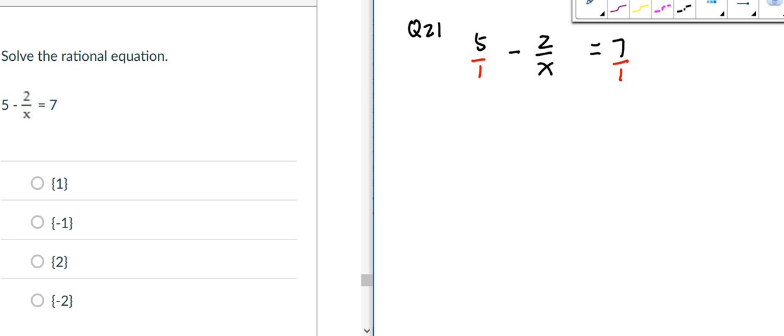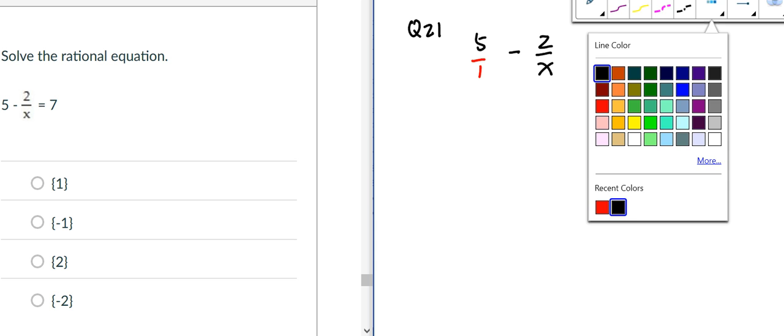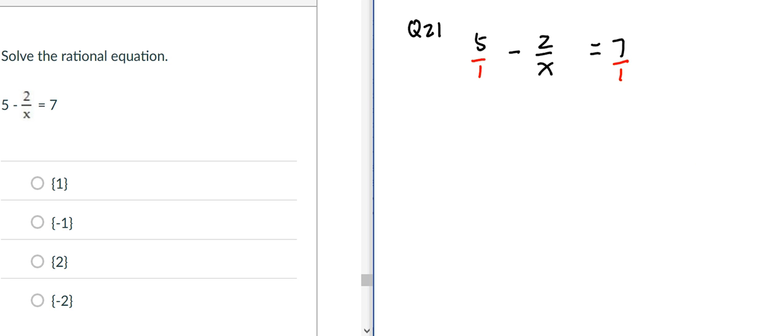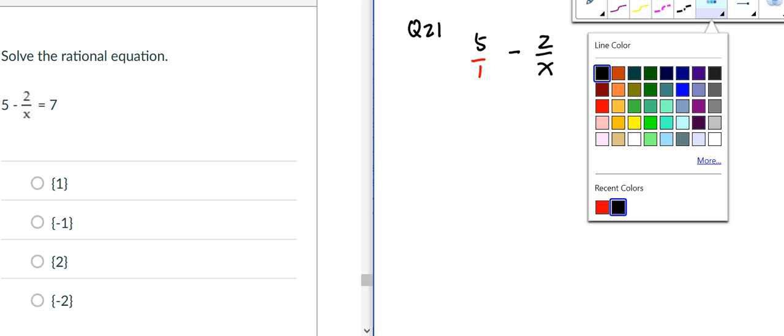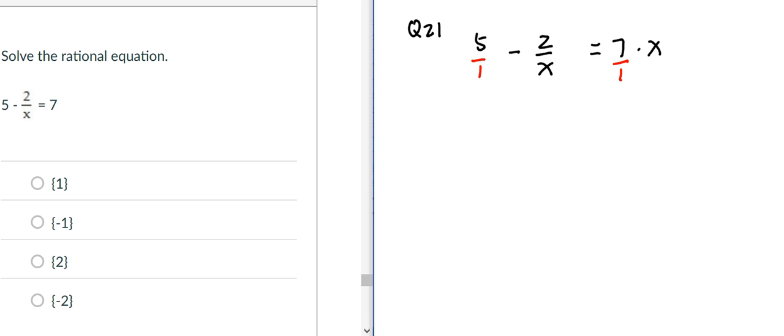Now, we need to get rid of the denominators, since we do not like denominators, and especially a denominator that has a variable. So we multiply everywhere by x. That's a simple solution. Everywhere multiplied by x. Okay.